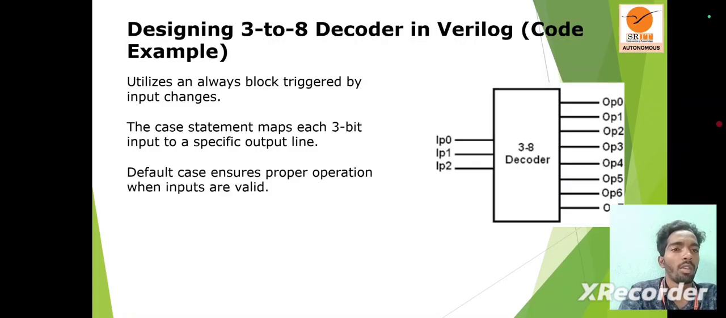You see the diagram also, the logic diagram of the 3 to 8 decoder. Inputs are 3 and outputs are 8. Inputs are A, B, C, and outputs are D0, D1, D2, D3, D4, D5, D6, D7.